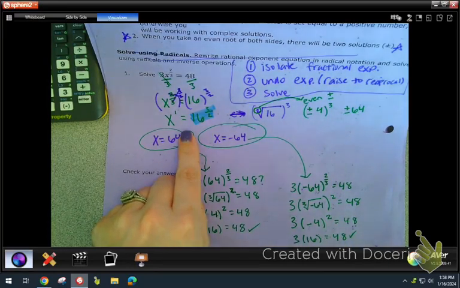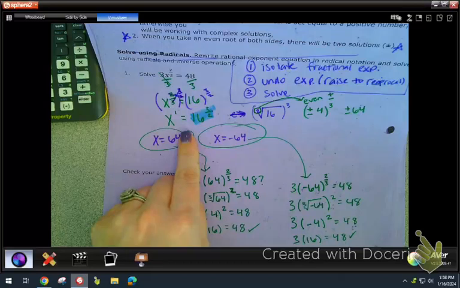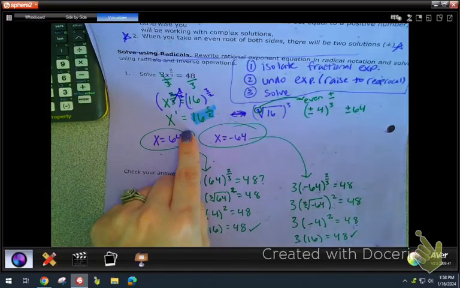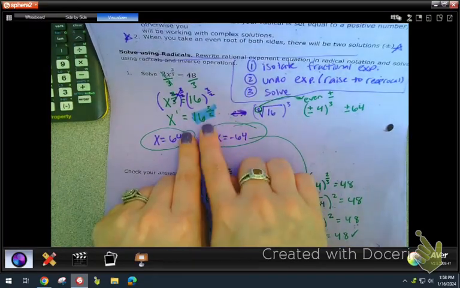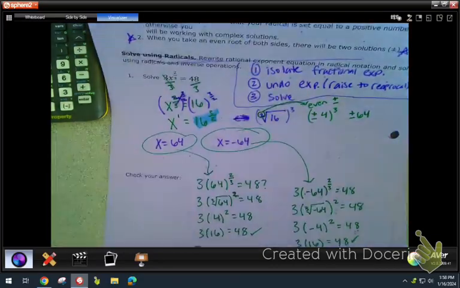Now it's not just going to be like, oh, raise something to the third power and you're done. You actually have to know how to do that. But that's the only way that these problems are different.